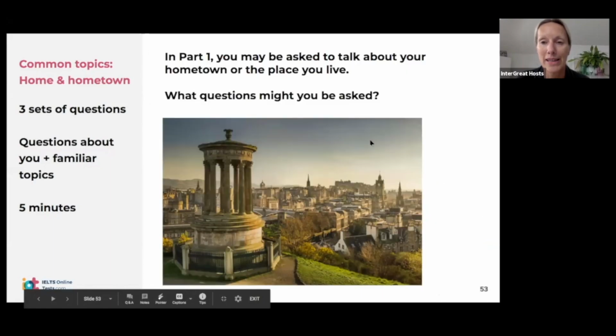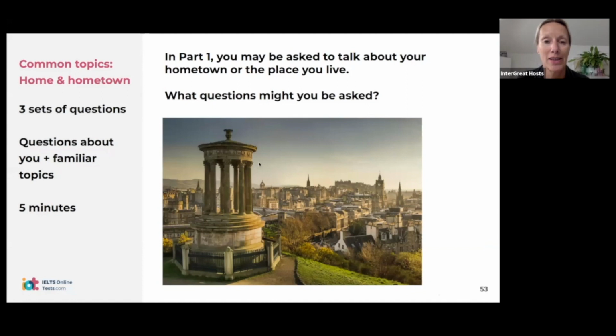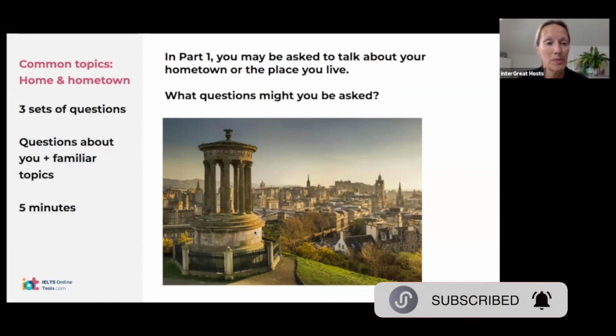In part 1, you might be asked questions about your hometown or the place you live. What questions might you be asked? Thinking about these topics now. Where do you live? Possibly, I mean, that is for the beginning. Anything else? Is your hometown a big city or a small town? That's nice. What's special about your city? Population? If you say that's a good one. Tell me about your hometown. That leaves it open. What's your country famous for?